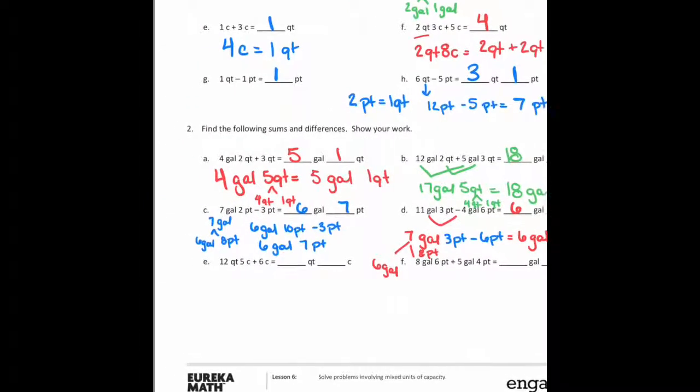All right, let's look at E. We have 2 quarts and 5 cups plus 6 cups. When I add 5 cups and 6 cups, I will get 11 cups. So we have 2 quarts and 11 cups.